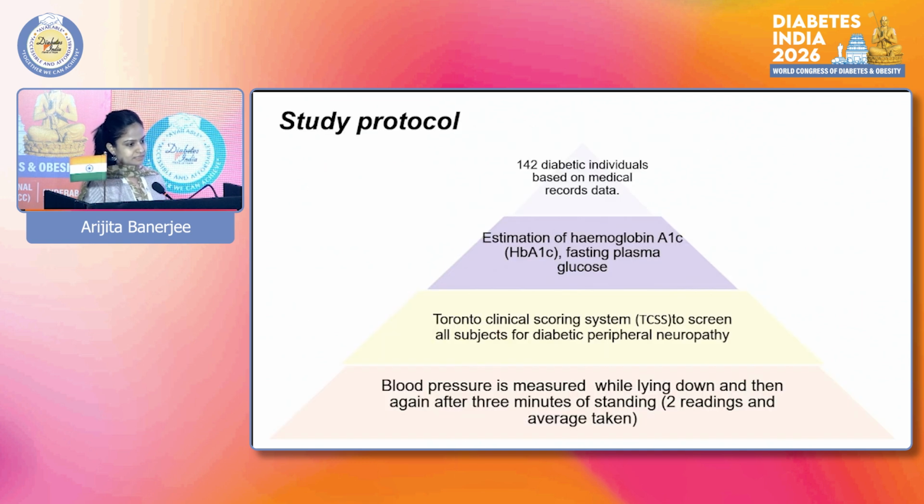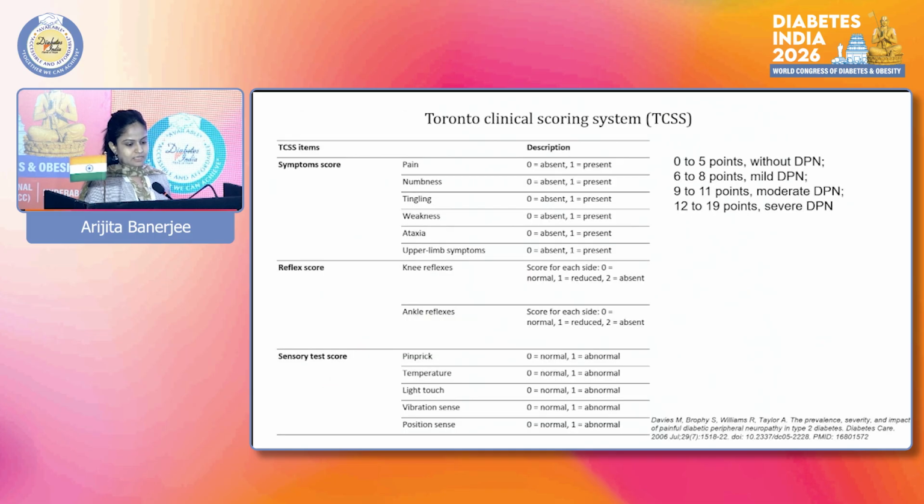Then we estimated the hemoglobin, glycated hemoglobin, and fasting plasma glucose levels. We performed the Toronto Clinical Scoring System to assess any presence of diabetic polyneuropathy. Blood pressure was measured twice during the lying condition as well as at 3 minutes of standing. This is the scoring system which assesses peripheral neuropathy, with 0 being the minimum score and 19 the highest score, and it includes reflexes, symptoms and the sensory examination.